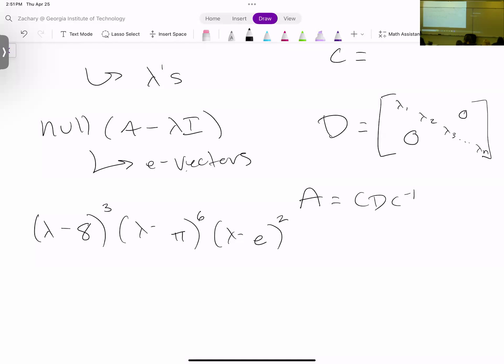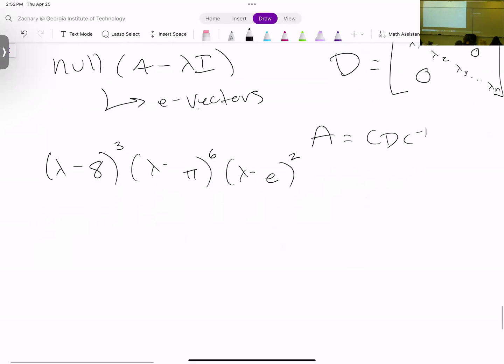What is my algebraic multiplicity of 8? 3. What is my algebraic multiplicity of pi? 6. What is my algebraic multiplicity of e? 2. What is the sum of my algebraic multiplicities? 11. Okay, how big is the original matrix A? It must be 11 by 11. Your algebraic multiplicities, to sanity check yourself, should always add to n. Okay? If you have a 3 by 3 matrix, you're gonna have 3 eigenvalues. You're not gonna have 3 different eigenvalues necessarily, but there will be 3 with some either repetition or not. Okay.